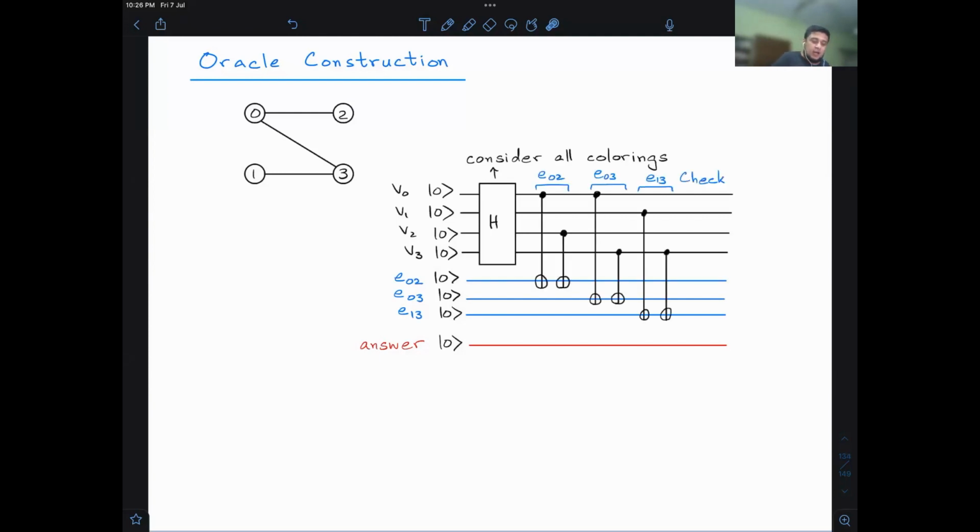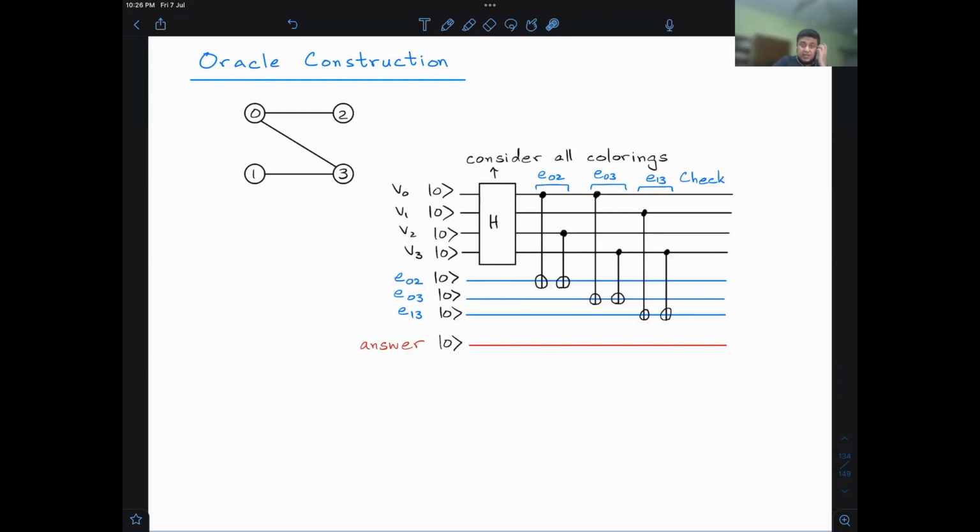All righty. So now we are just implementing this edge gadget that we saw previously, that, hey, there is an edge from 0 to 2. So this is the gadget that we identified: CNOT from V0 to the edge check qubit corresponding to it, and from V2 to the same qubit. So this is the edge check for the edge 02. This is the edge check for 03. This is the edge check for 13.